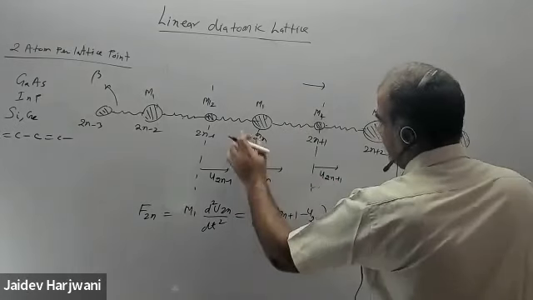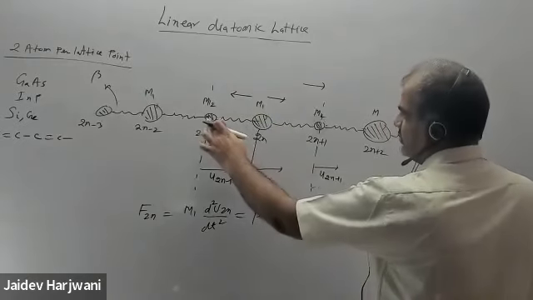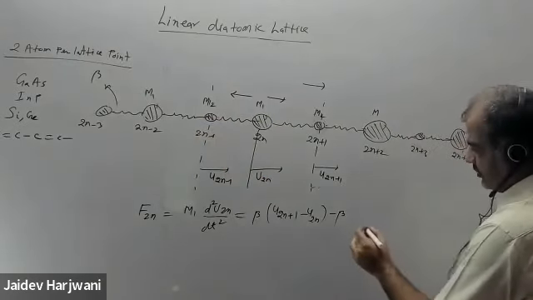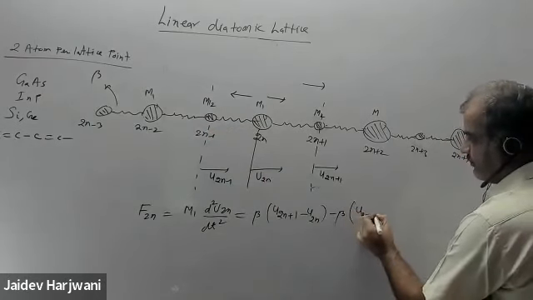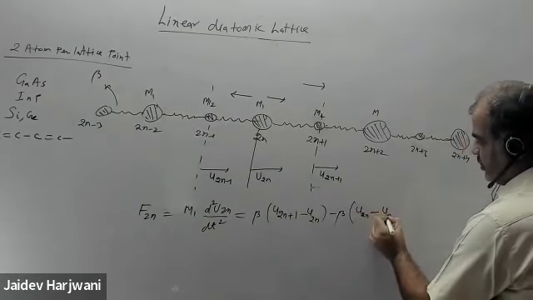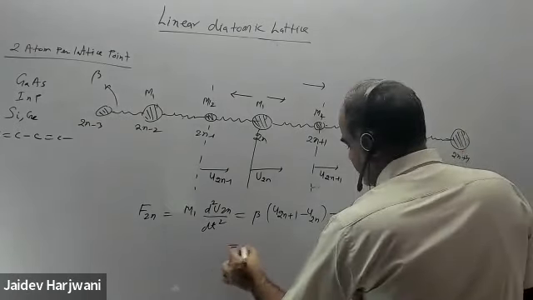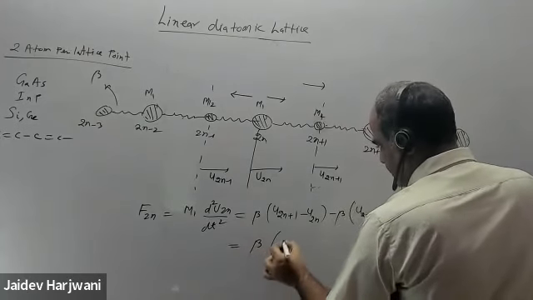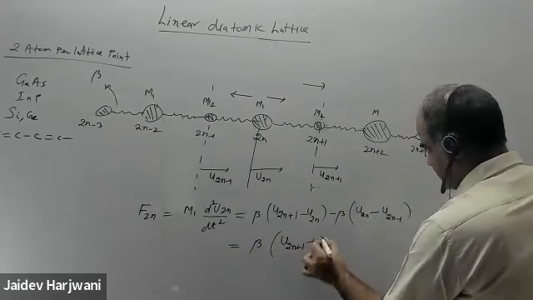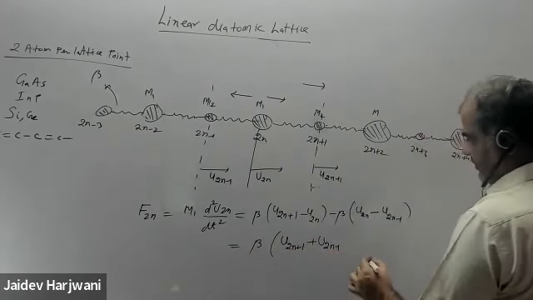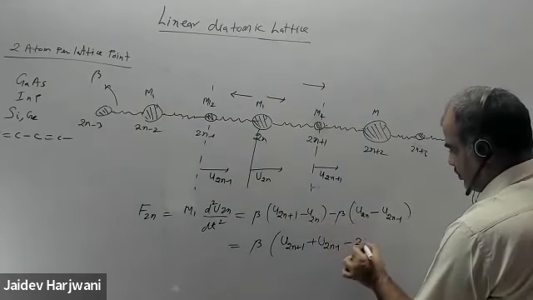Similarly, there will be a force on this atom in the minus x direction due to this atom, and how can we write that? We can write u2n minus u2n minus 1. So if I write the force equation, this will be beta times (u2n plus 1 plus u2n minus 1), and minus beta times 2u2n.